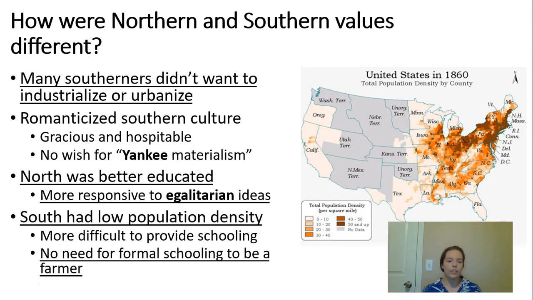So we'll see, looking at the North, Northerners are going to be better educated, and as a result, they're going to be more responsive to new ideas, or these egalitarian ideas. And this is really important when it comes to abolition. When we talk about egalitarian, this idea that everybody is equal, this is going to make the North a lot more responsive to talks of abolition. And it's going to make Northerners a lot more open to discussing equality between whites and between blacks, and maybe there shouldn't be such a thing as slavery.